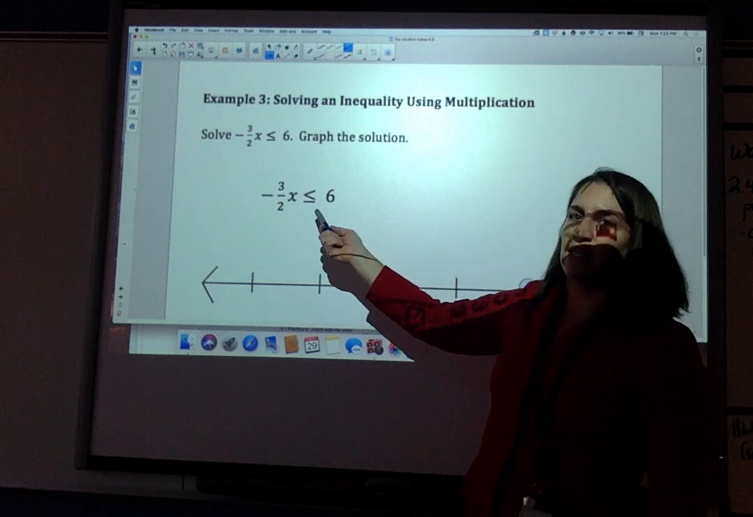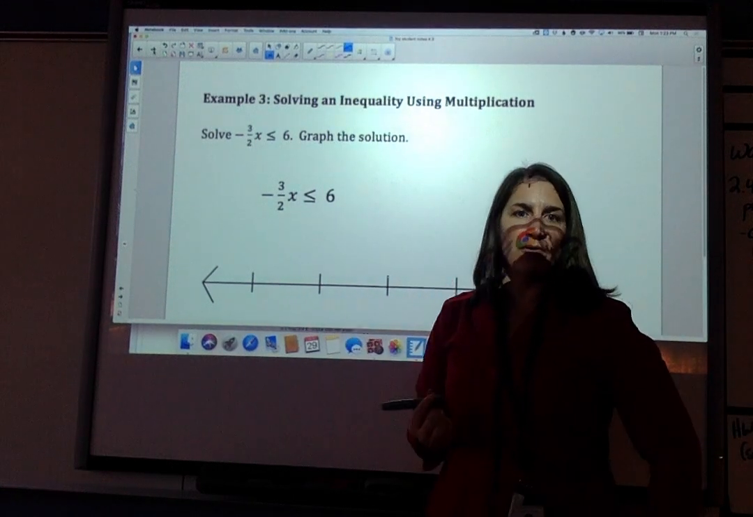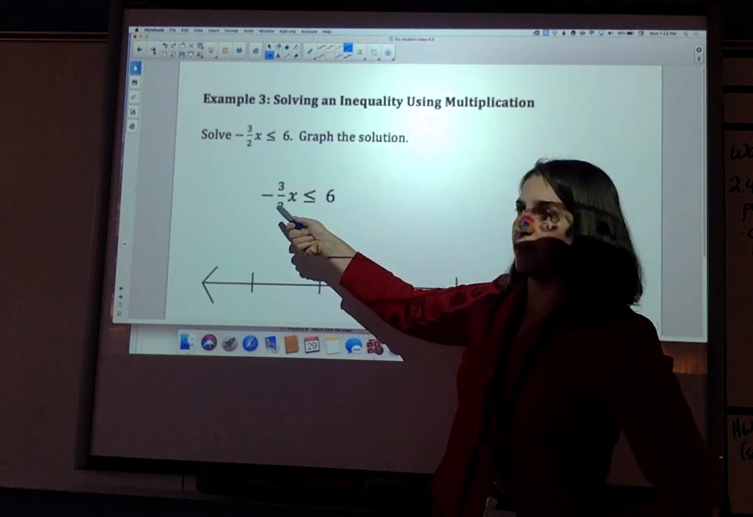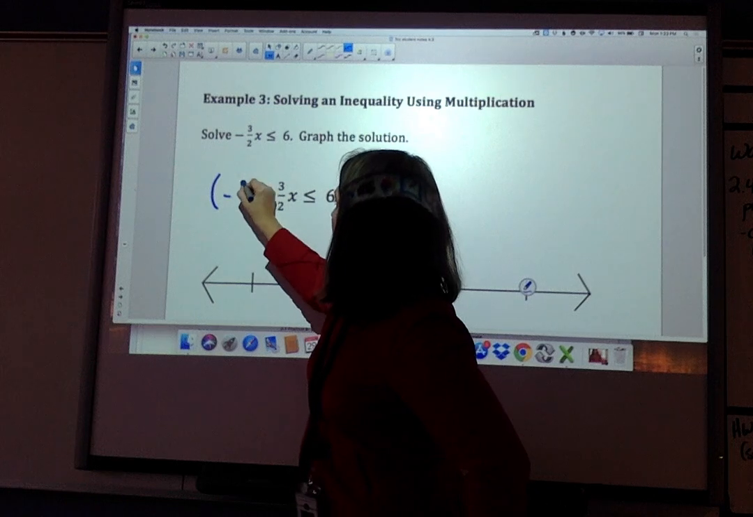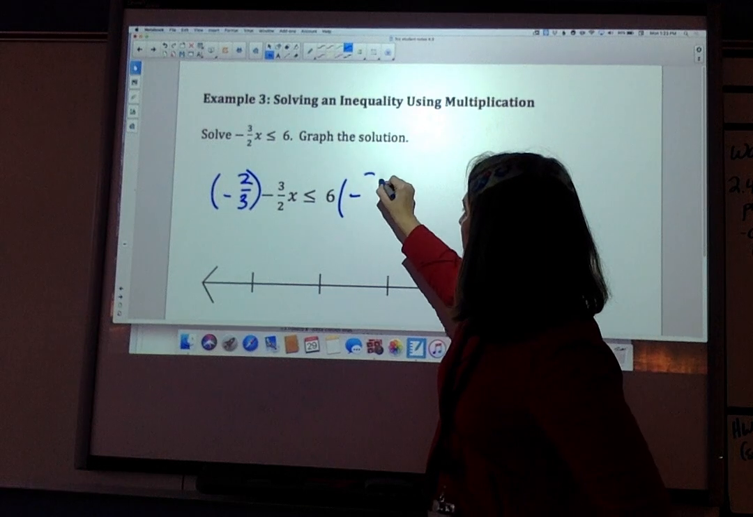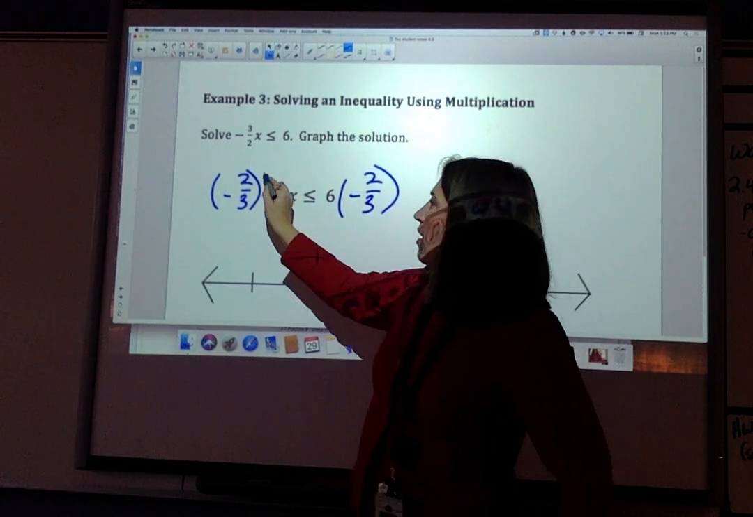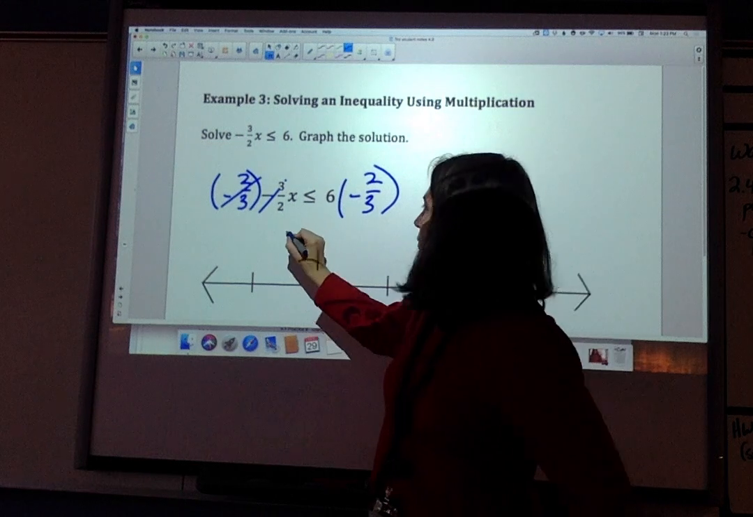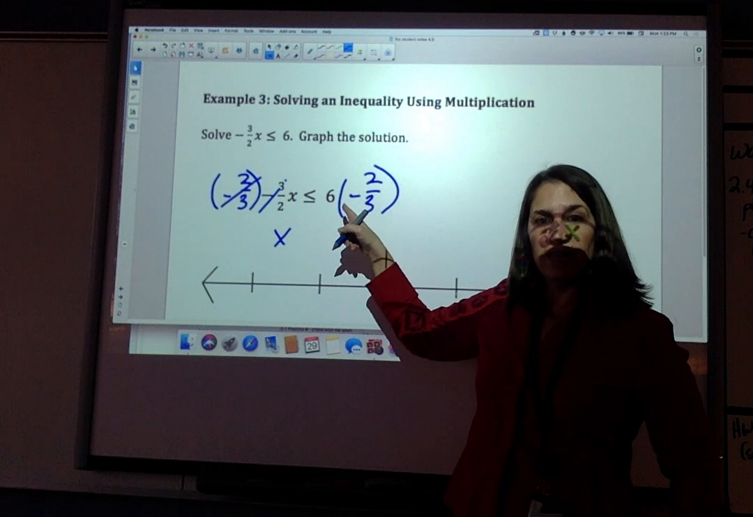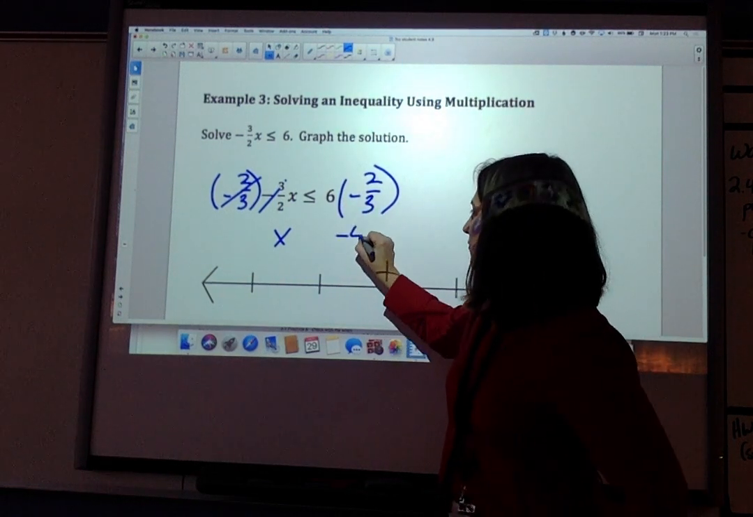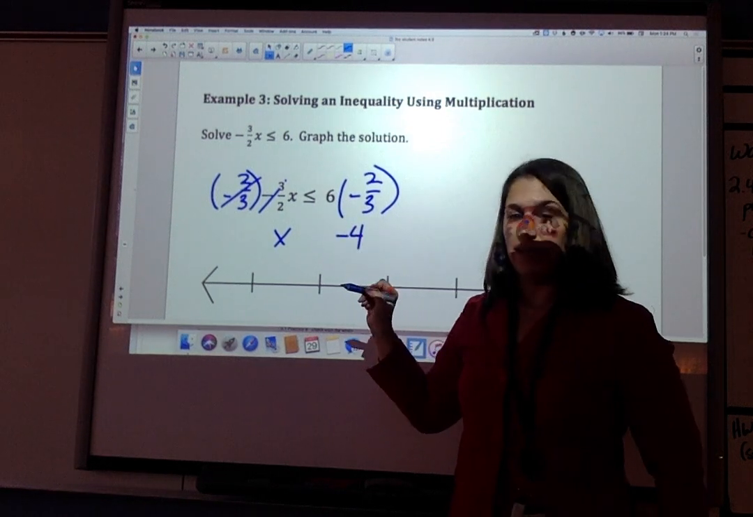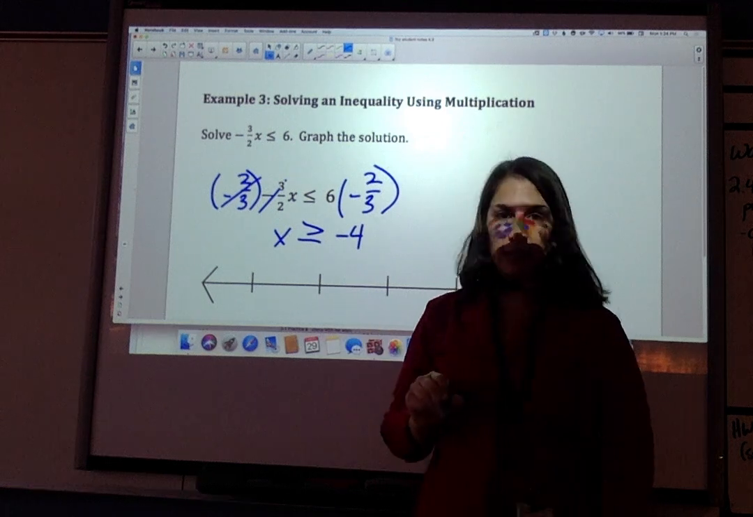So here we have our first inequality. Negative 3/2 x is less than or equal to 6. To get x by itself, we need to multiply by the reciprocal of negative 3/2, which is negative 2/3. And then just like equations, we'll do the same thing to this side of the inequality. Our 2 reciprocals cancel to 1, so we have x on the left side of the inequality. And on the right side, we have 6 times negative 2/3. That would be negative 4. But our property tells us we're not going to say x is less than or equal to negative 4. We're going to say x is greater than or equal to negative 4.